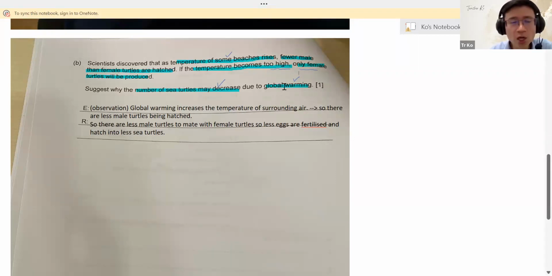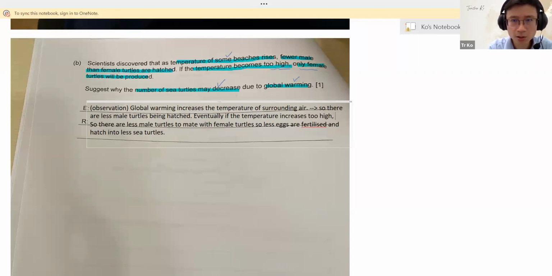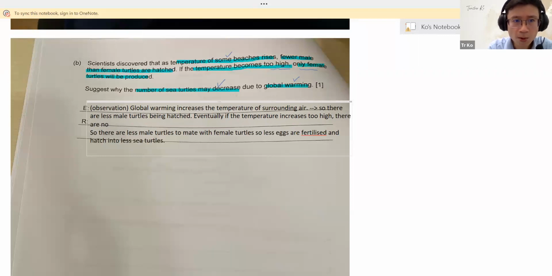I may choose not to, but if I really want it to be complete, I should also address not that less female turtles are hatched. I would say there's no not less female, less male turtles are hatched. I should also mention that eventually the temperature can become so high that no male turtles are being hatched. Okay, so if I want to be really complete, so eventually, right, if the temperature increases too much, there are no male turtles being hatched.